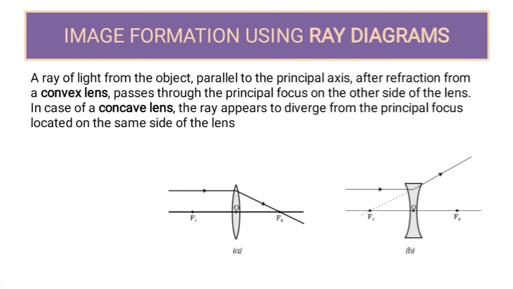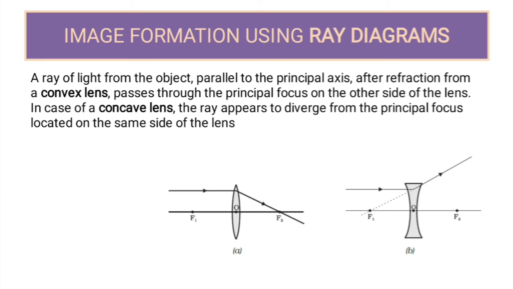Image formation using ray diagrams. So these are the rules. If the ray of light is coming parallel, then after refraction through a convex lens, it will bend its path, there will be a refraction and it will pass through the focus.